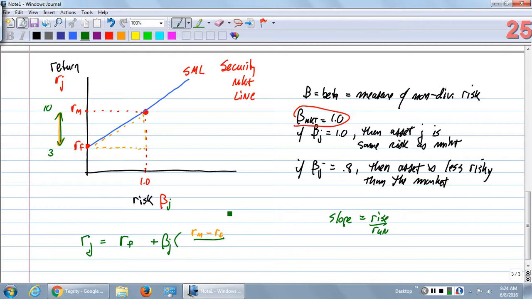The run is from 0 to 1. From here to here is 1. So we don't even really need to do that, do we? What we can say is the required return on asset J equals the risk-free rate plus the beta times RM minus RF. This is the equation of that line. And when we write out the equation of this line, it takes on a new form. It's called the capital asset pricing model.